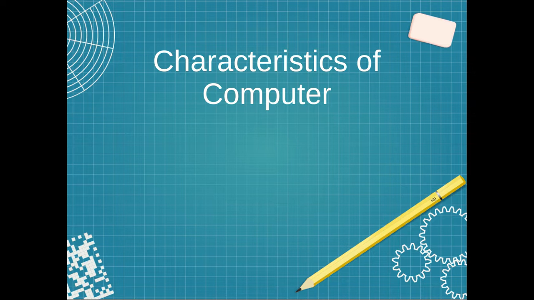Now let us see some of the general characteristics of computer one by one. The first characteristic of the computer that makes computer important to us is the speed. So children, we all know that computer works really fast. It gives you the output in a fraction of seconds.